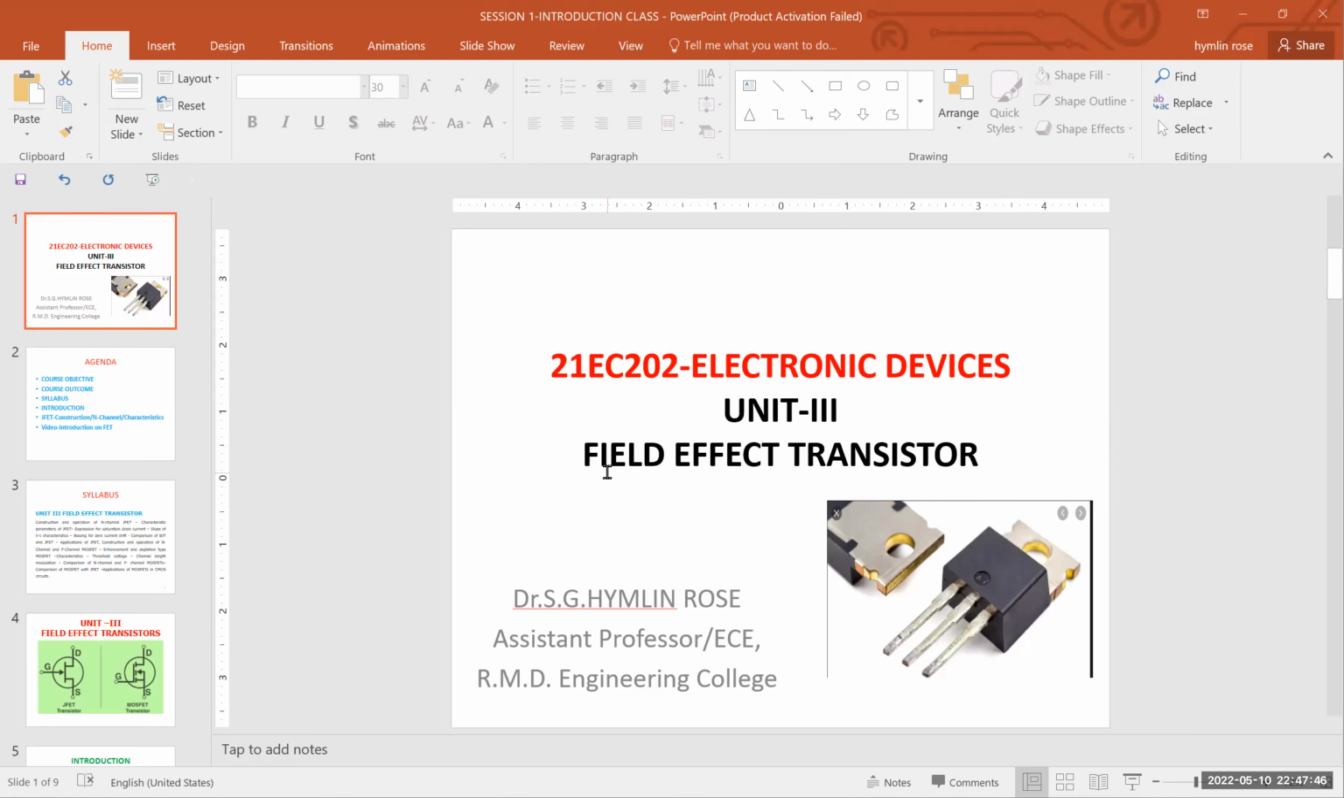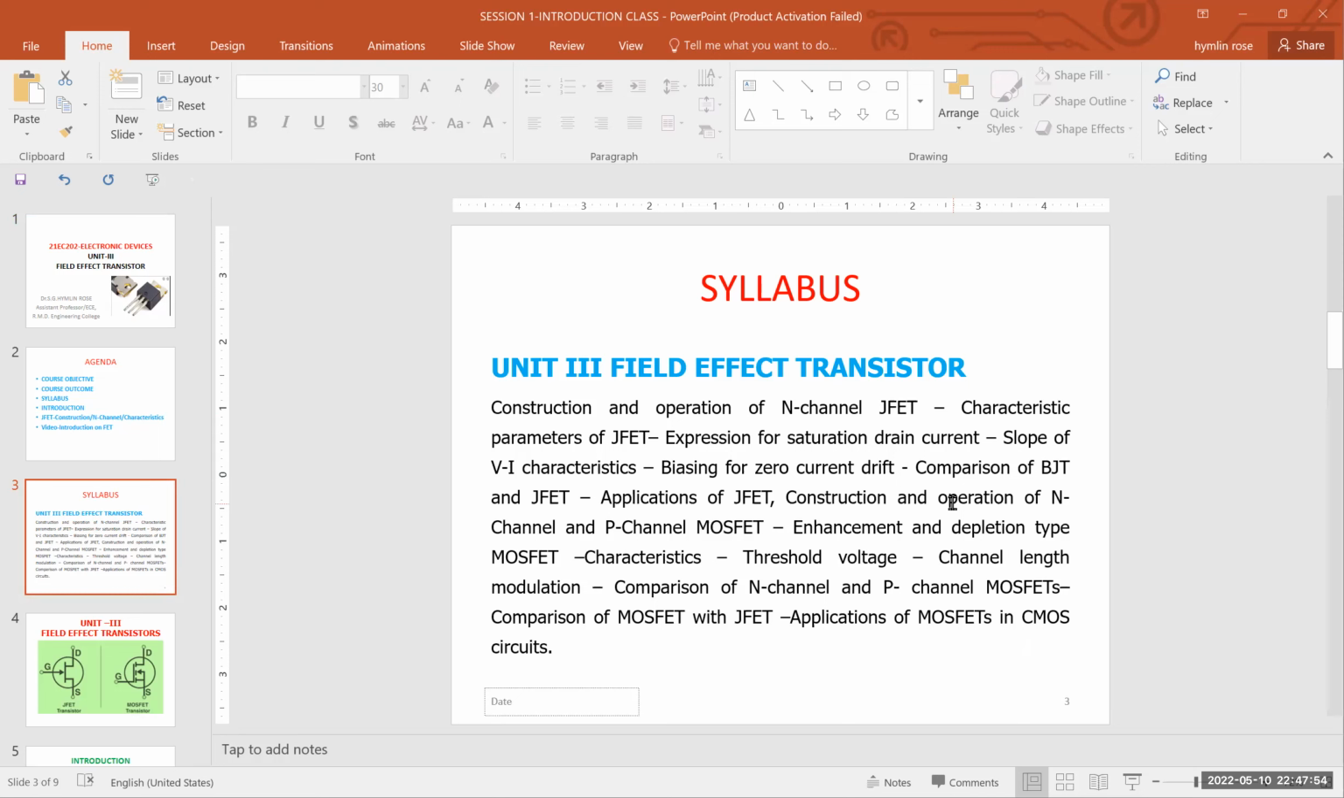In this Field Effect Transistor unit, we are going to discuss these topics: construction and operation, and the types of FET. Field Effect Transistor is called FET. These are the topics we are going to discuss in your third unit. It is divided into two categories: one is the junction field effect transistor and another is the metal oxide semiconductor field effect transistor.